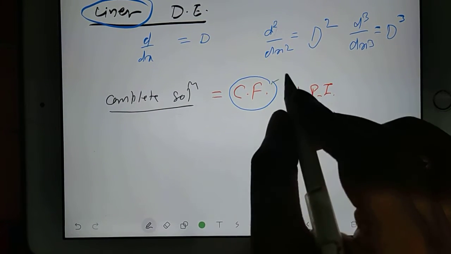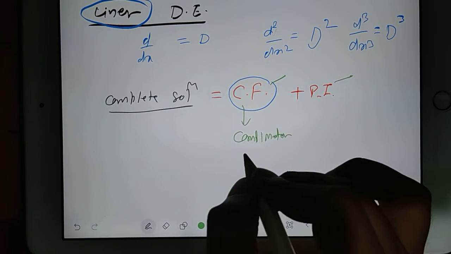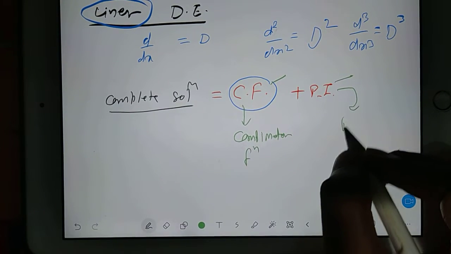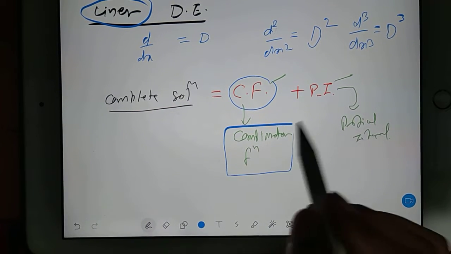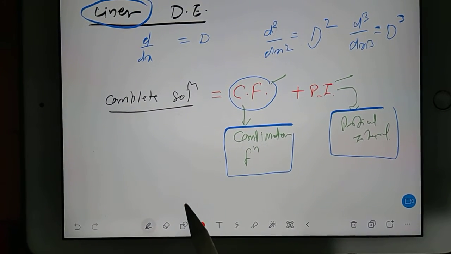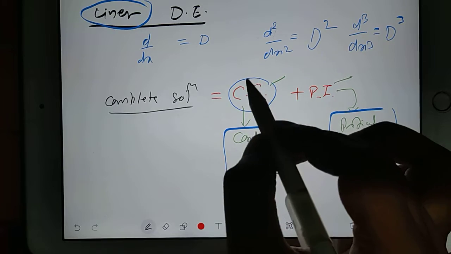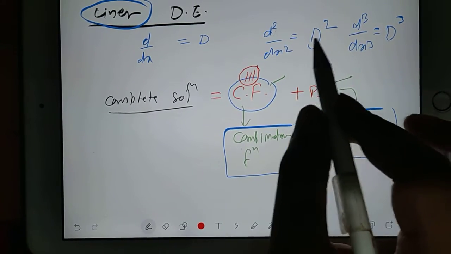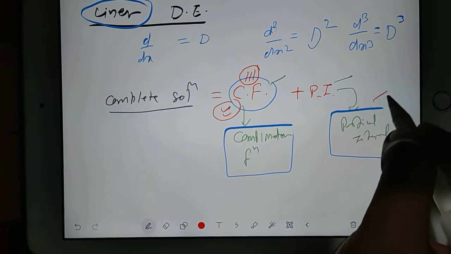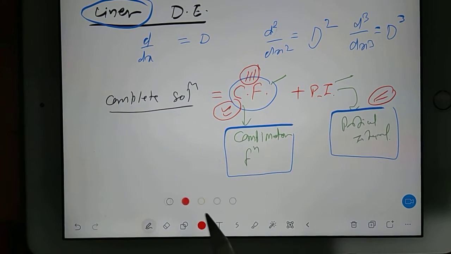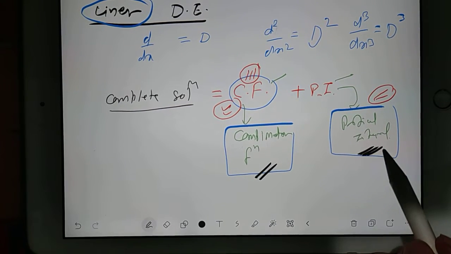They both are one type of solution. So CF is known as complementary function and PI is known as particular integral. Okay guys, so complementary function and particular integral. First I will give you a list of how to calculate the complementary function, and once you master the complementary function, then I will show you how to find the particular integral. In the GATE exam sometimes they only ask the complementary function, sometimes they only ask the particular integral.